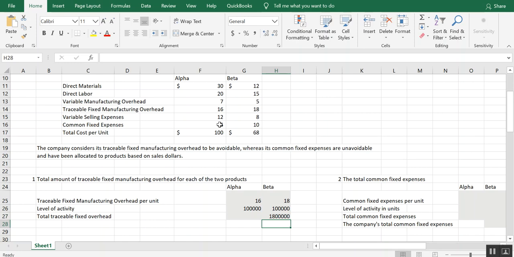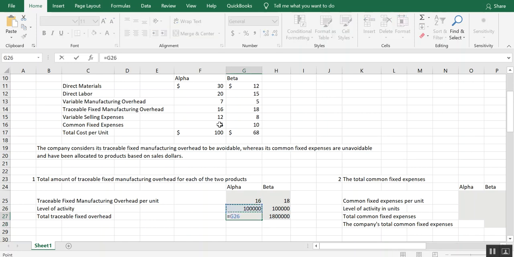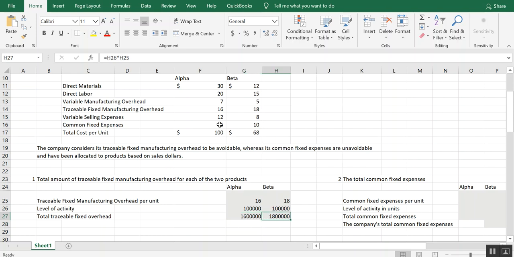We're going to take the 100,000 times the $18, and the 100,000 times the $16, and we have the total traceable fixed overhead. For alpha it is 1,600,000. The total traceable fixed overhead for beta is 1,800,000. So that's the answer to number one.